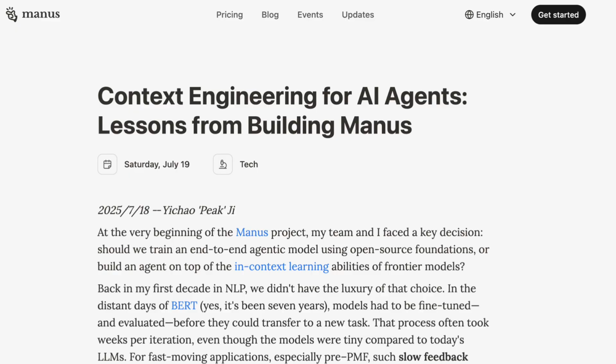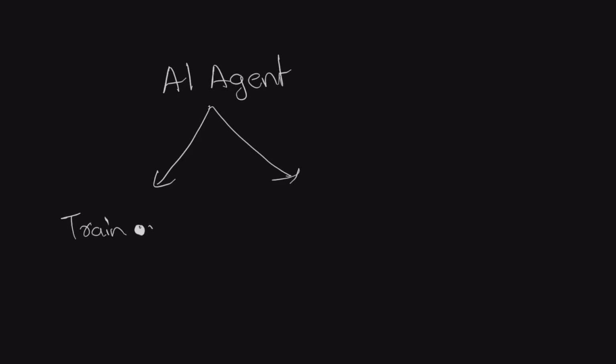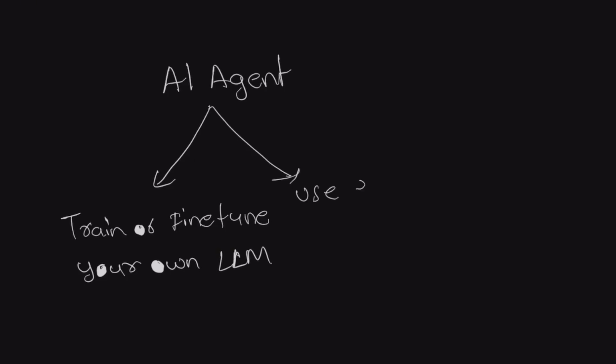In this video, let's break down what the Manus team learned while building AI agents. At a high level, when you want to build an AI agent, you can take two main paths. The first is to train or fine-tune your own large language model. The second is to use existing models like GPT or Claude and control their behavior through prompts and tools. The Manus team chose the second path mainly because of two reasons.